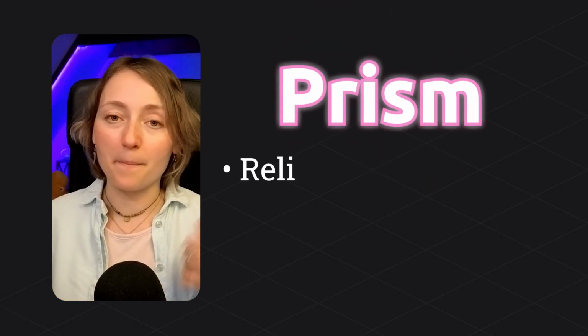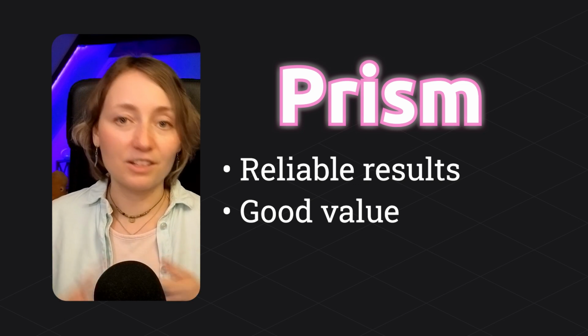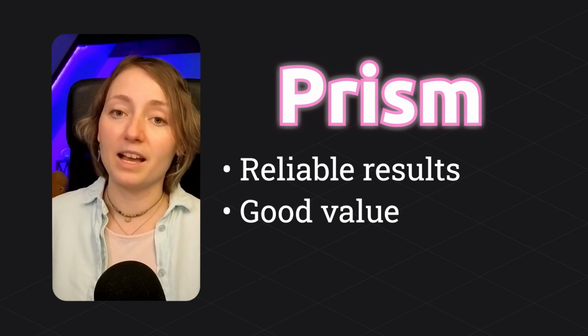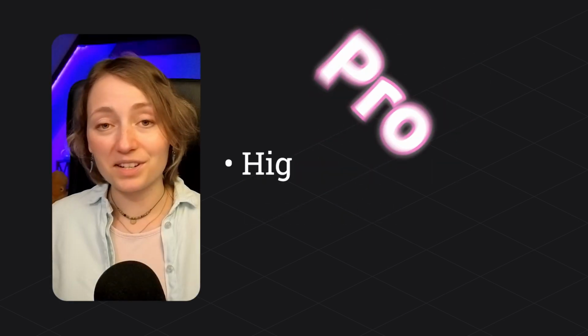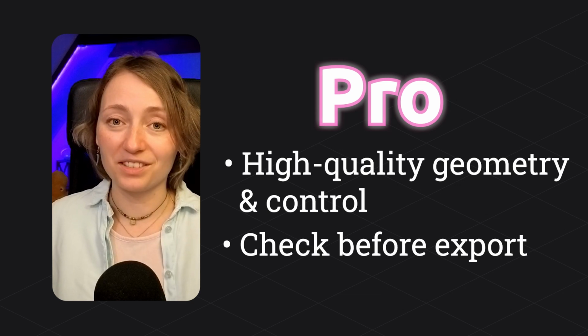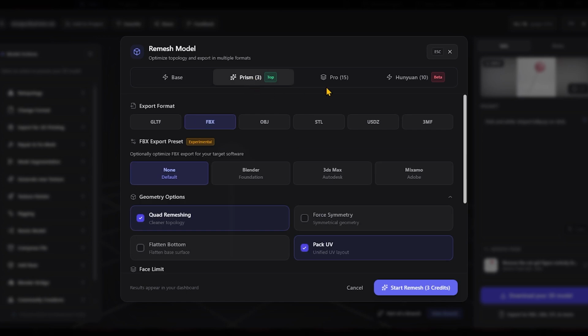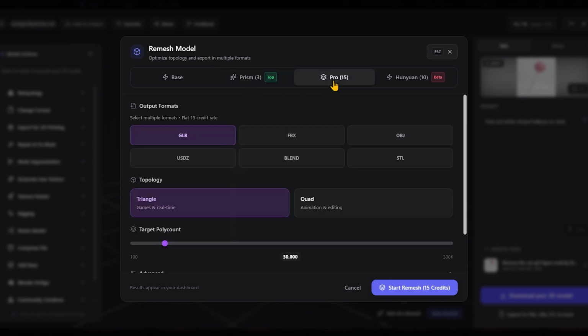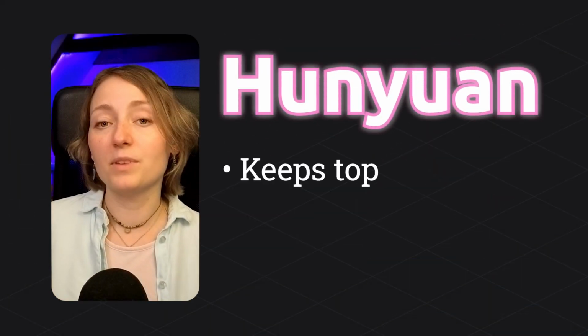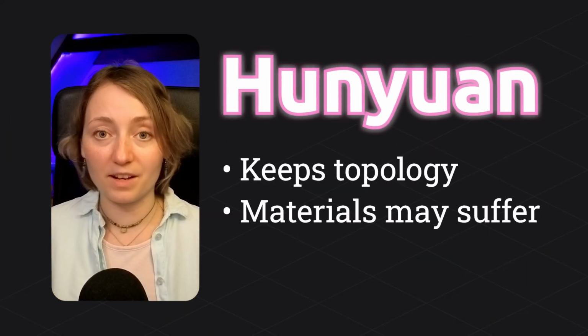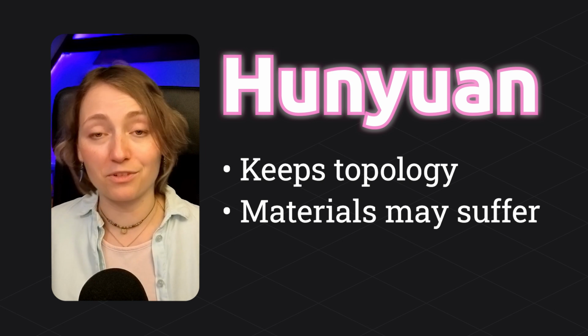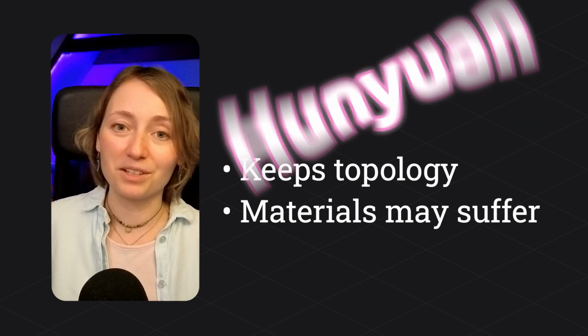Alright, let's do a quick recap. Prism, definitely my recommendation. It's not too expensive and it really gives reliably good results. Pro, when you need tight control, but check the exports. And, at least in my example, I don't think it is worth paying that much more for Pro in comparison to Prism, if you don't need the specific Pro functions. Hunyuan, for now, when keeping the topology matters more than keeping materials, but watch out for that update. I'm sure it's going to be cool.